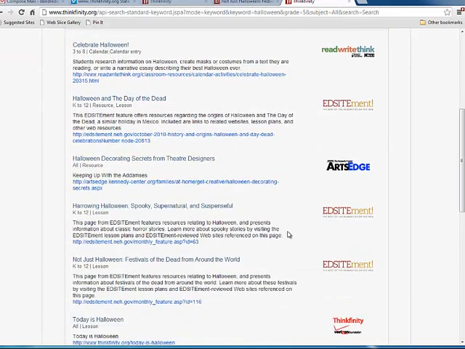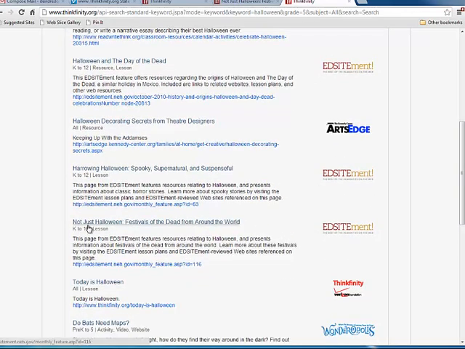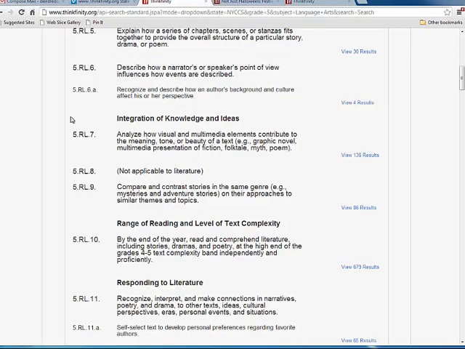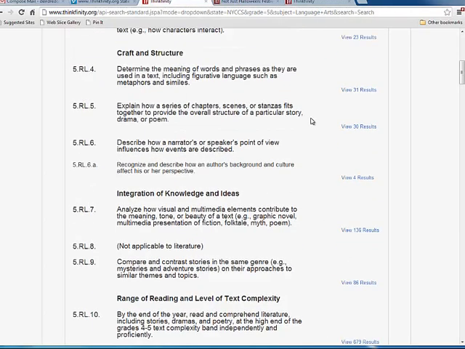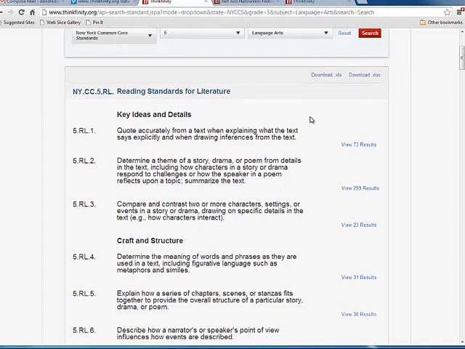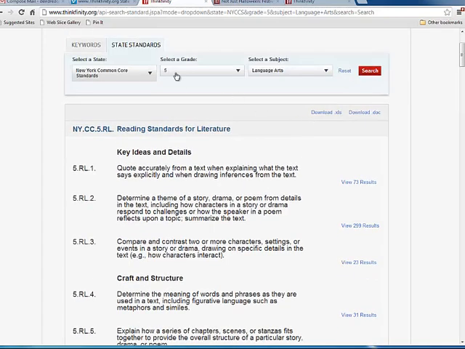Let's take a look at this lesson, Not Just Halloween, Festivals of the Dead from Around the World. This lesson will definitely fit into your Common Core standard search for fifth grade language arts.